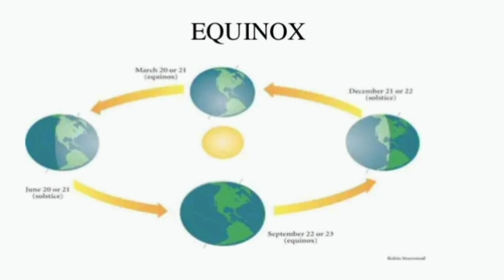At an equinox, the Earth's axis is tilted neither towards the sun nor away from it. On the day of an equinox, the day and night are equal in length. In the northern hemisphere, the equinox on 21st March is called the spring or vernal equinox. The equinox on 23rd September is called the autumn equinox.